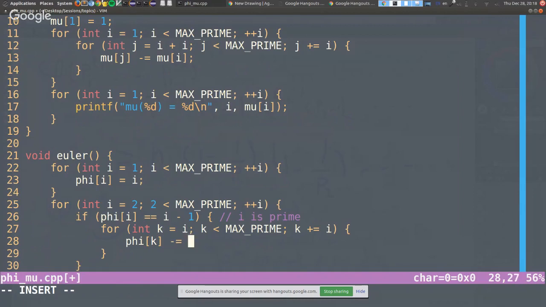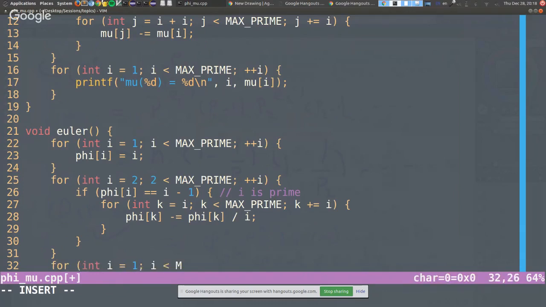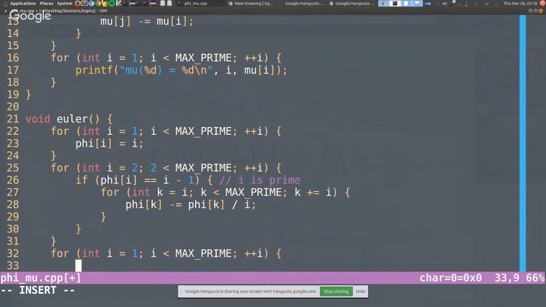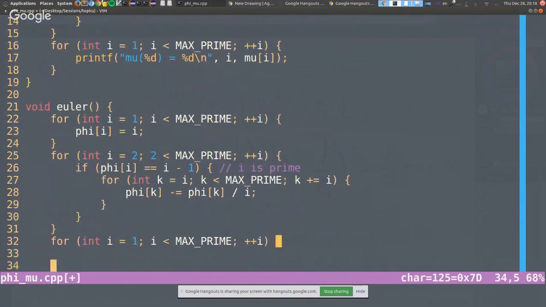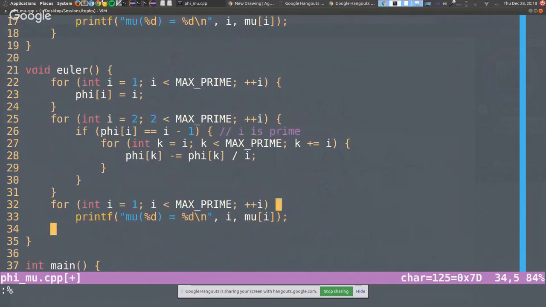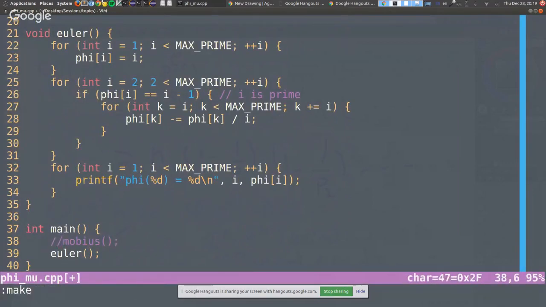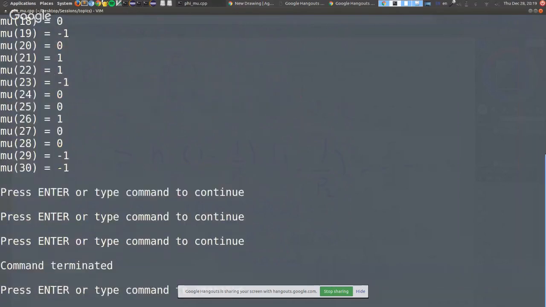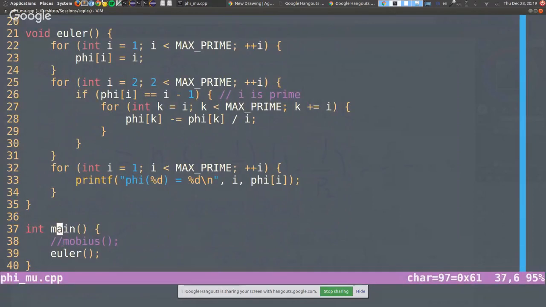I hope this works. Equal p divided by Euler. Yeah.